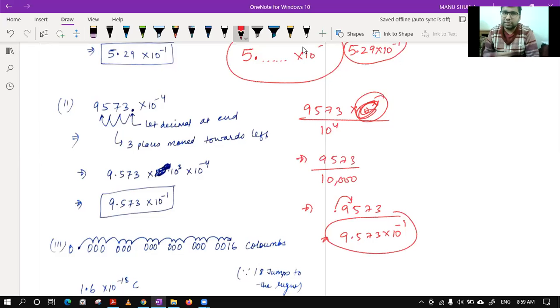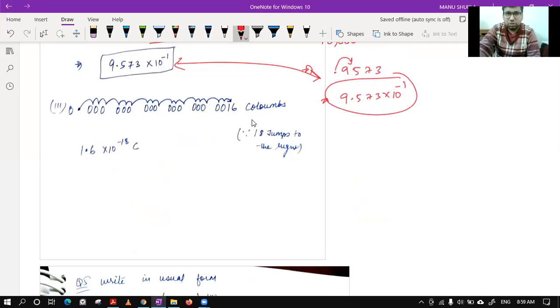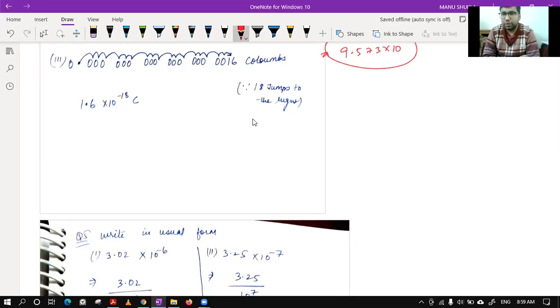Some people have the tendency to first resolve or remove this extra tens and then find the final answer. That is also correct. And this way is also correct. By both the ways, you will get the same answer for sure. If you are following the same technique, the same formula, you will get the same answer. Okay. Now, very interesting one, the third part.